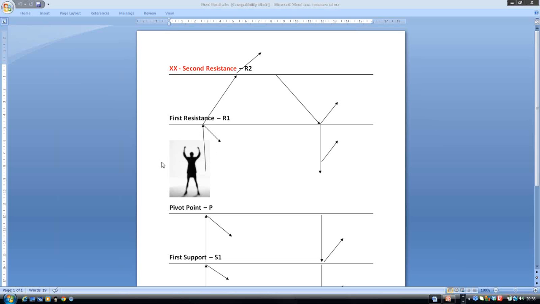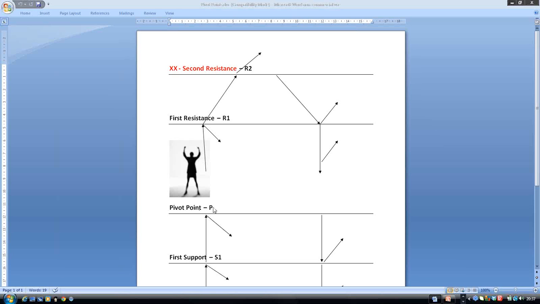So in this example here, you can see this is the pivot point called P. So this line here is the pivot point. So it means that at this point, with this guy standing here, the pivot point is acting as a support to him. And the first resistance, which is above him, is called R1.